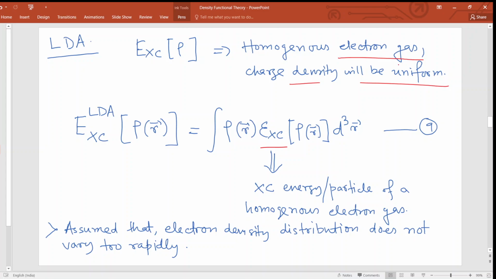So instead of this homogeneous electron gas, you can also assume that the electron density might be varying, but the variation is too low, or let's say it is not very detectable over the length scale that we are interested in. Okay, so the variation is effectively slow, which means that this approximation works well when the electron density variation is not huge. Okay.